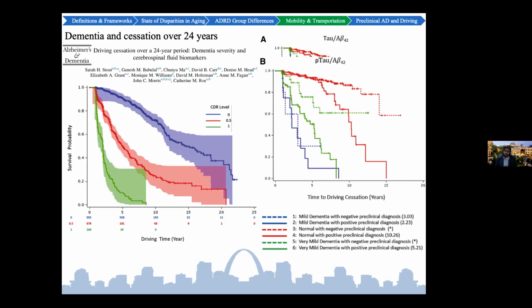Our Cox models did adjust and test for, of course, the effects of age, gender, education, race, and ApoE4 status. When we tested a subset of those that did have CSF biomarker data, we found that the ratios of tau and p-tau over A beta 42 were a statistically significant predictor of a faster time to driving cessation over 17 years of follow-up. And roughly the hazard ratio equated to about a 10-fold risk for those with a CDR 0 and abnormal AD biomarker compared to those that were CDR 0 with a normal, quote unquote, normal biomarker level.